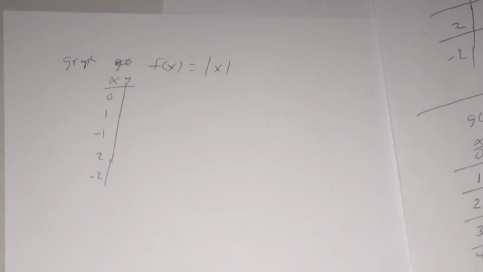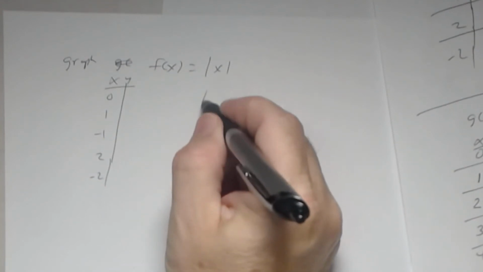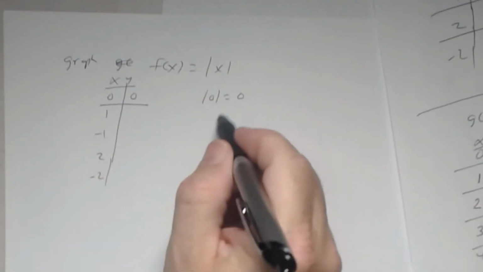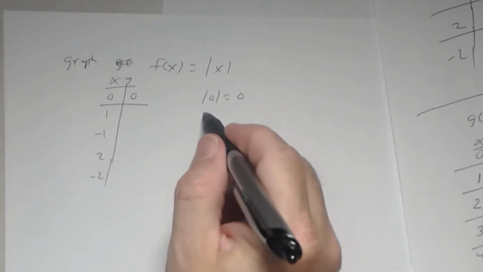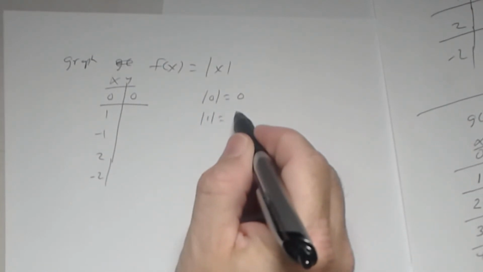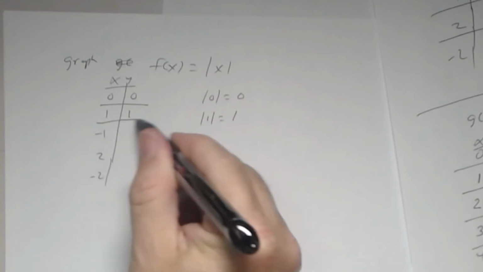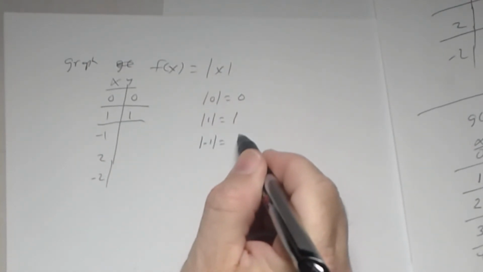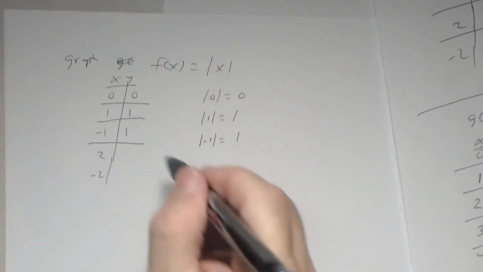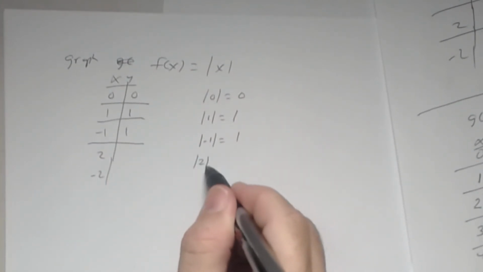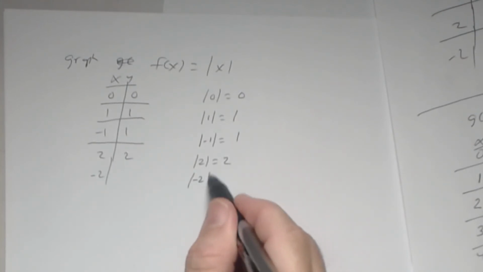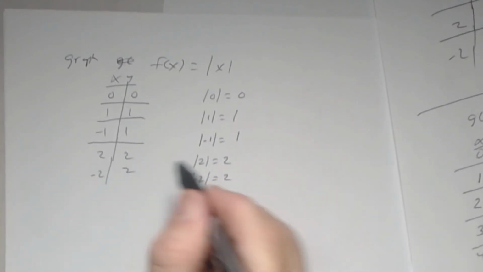If x is 0, I get the absolute value of 0, which is 0. If x is 1, I get the absolute value of 1, which is 1. If x is -1, I get the absolute value of -1, which is 1. If x is 2, I get 2. If x is -2, the absolute value of -2 is 2.